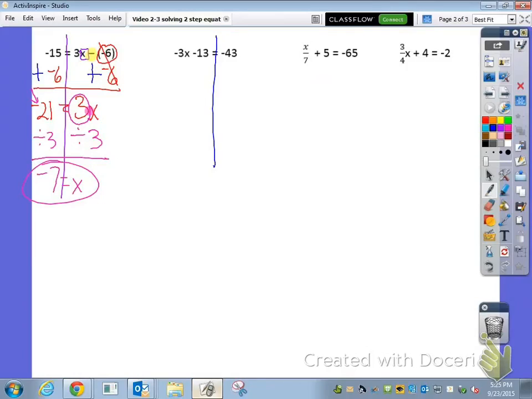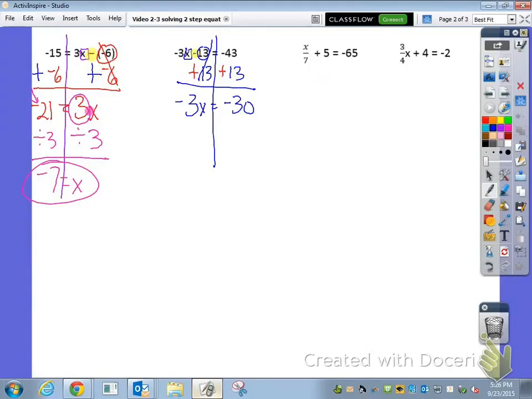Draw your line, box your variable. You always look for addition or subtraction first. In this case, it's subtraction. What's the opposite of subtracting? Addition, so put addition. What are you getting rid of? I'm getting rid of 13, so I add 13. Okay, those cancel out, so -3x equals, and -43 plus 13 is -30.